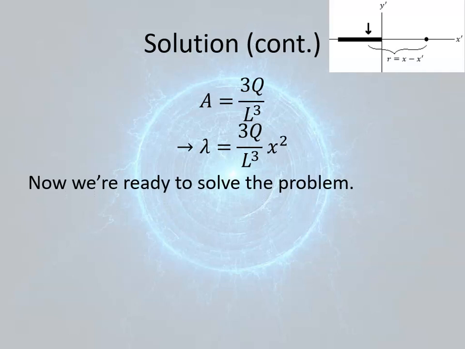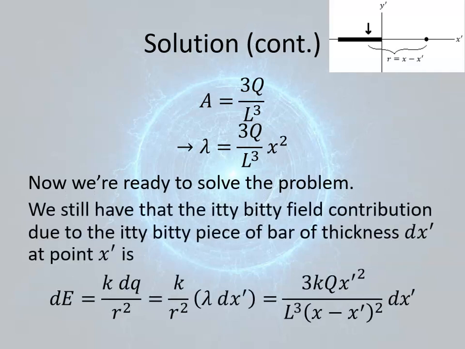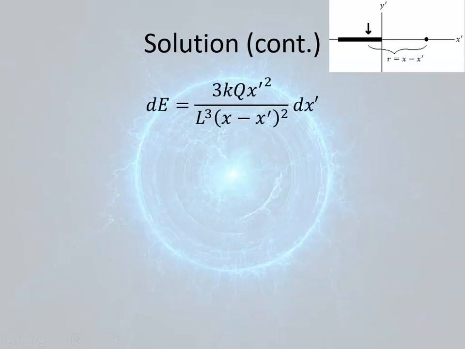And now we do exactly the same thing that we did before. We have dE is k dq over r squared. dq is lambda dx prime. And now I can plug in for my lambda. So there's what my dE is. So I do the same thing as I did before. I slap an integral sign in front of it.